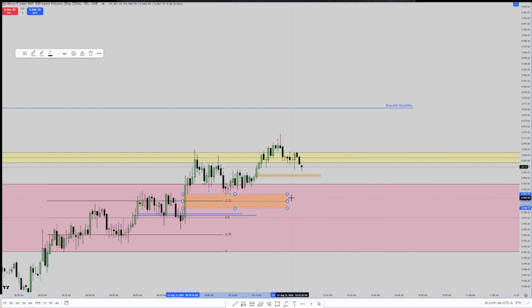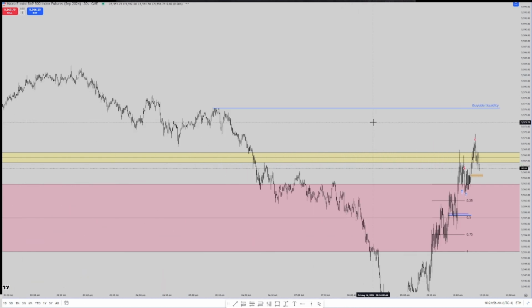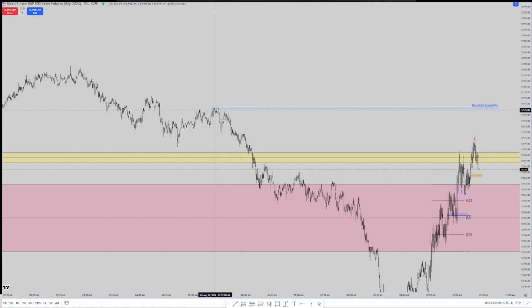And so that is essentially the silver bullet. Did it ultimately reach my buy side liquidity? Not yet, but it could. I'm anticipating it too. I think this is an area where there's a lot of liquidity resting, because everybody who traded in the evening or early morning would have been taking trades all in here and placing their stop loss through here.